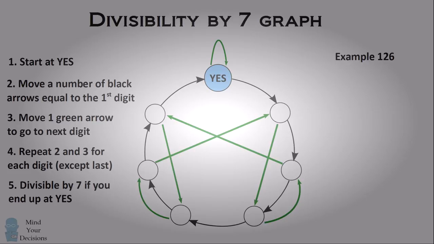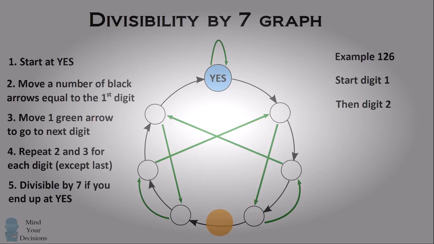So let's try an example. Let's ask, is the number 126 divisible by 7? We'll start by placing our finger on the circle labeled yes. The first digit of the number is 1, so we move one black arrow to get to the next circle. Before we get to the next digit of the number, we move one green arrow, which brings us to a different circle. Now we look at the next digit in the number, which is 2.